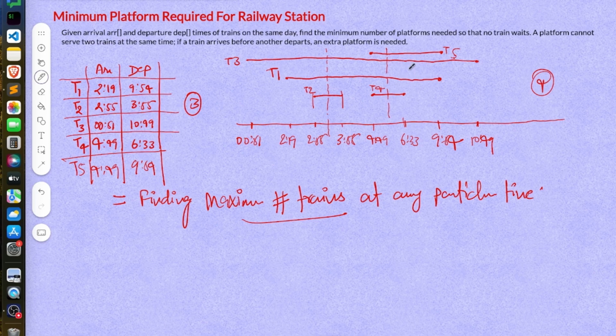So yeah, I hope you understand this problem, like what this problem exactly is. So now our objective is to find out what is the maximum number of trains at any particular time, right?